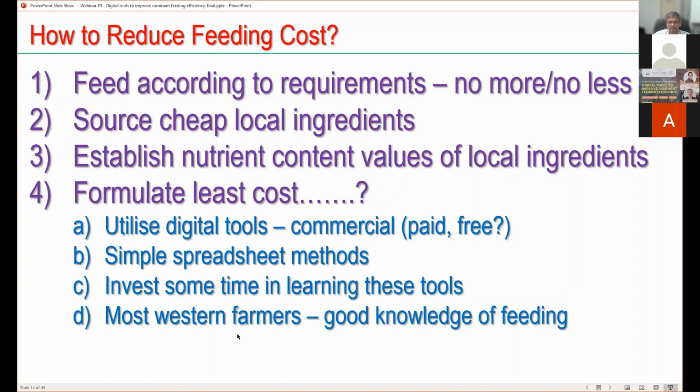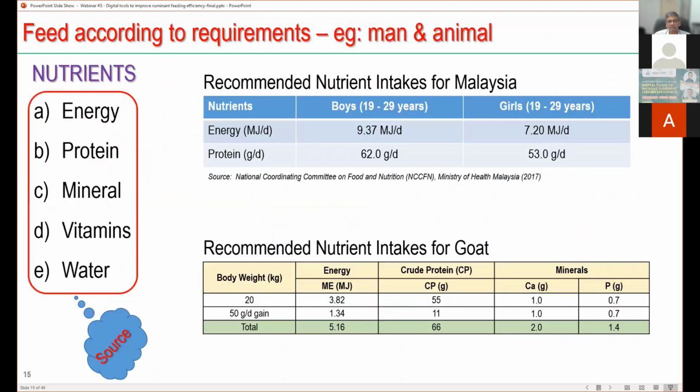And most Western farmers, they have very, very good knowledge on feeding because they know the influence of feed on money and production. So they're very knowledgeable on feeding. So how do we feed according to requirement? I put up 2 tables here.